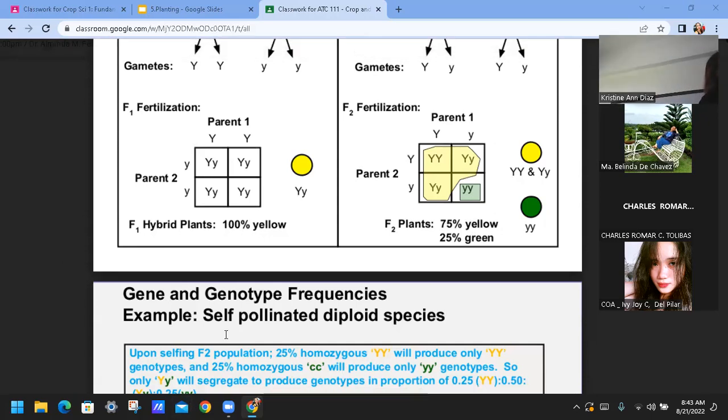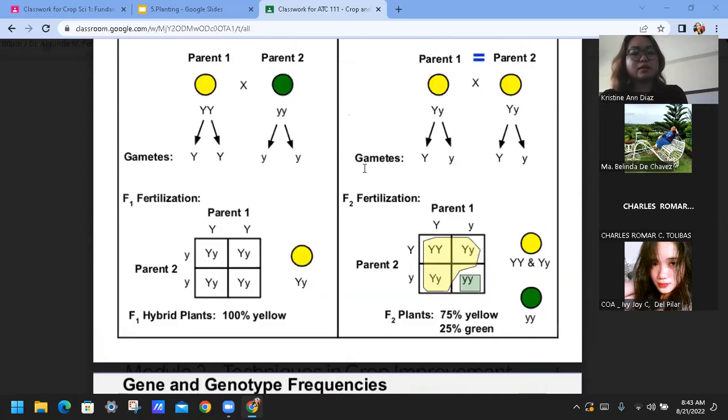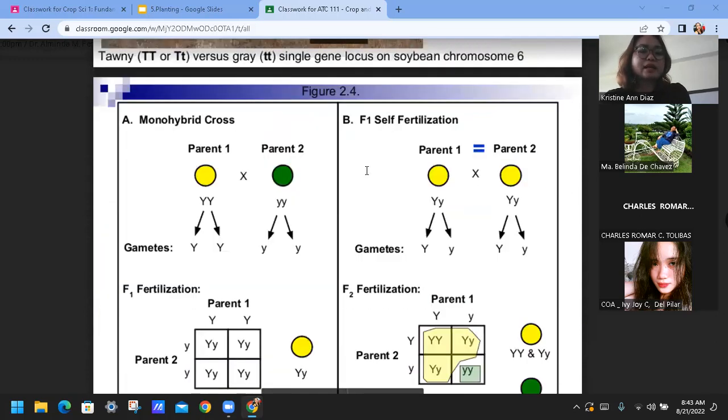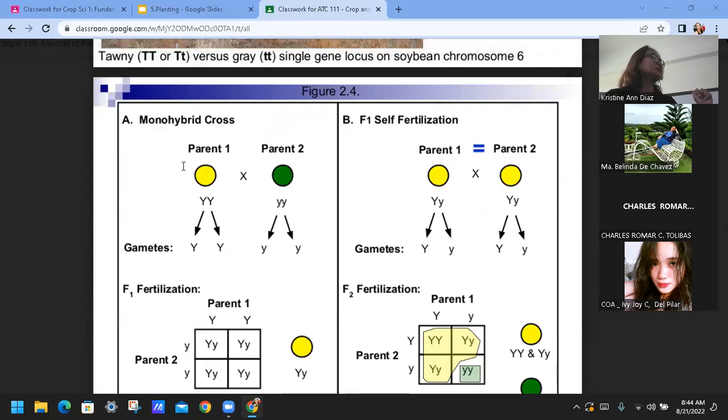Seeds? Some seeds? For example, seeds only, for instance, seeds are the only trait we want, right? Tama ba ko? And then in the other parent. So let's imagine these are seeds. So yellow seed and green seed.